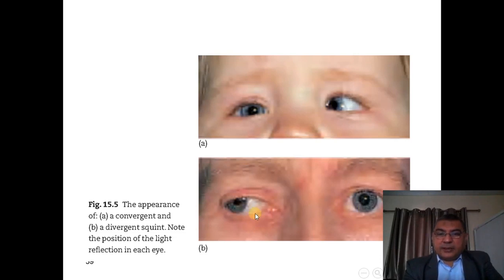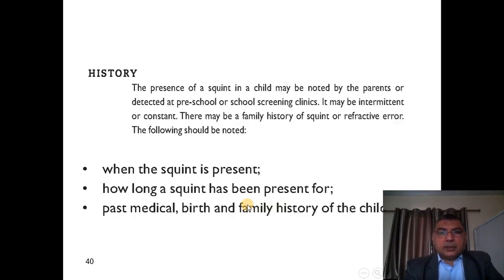This man is having a right exotropia 30 degrees. The light reflex is central in the left eye, and it is in the middle between the limbus and the pupillary margin in the right eye. So he's having right exotropia 30 degrees.